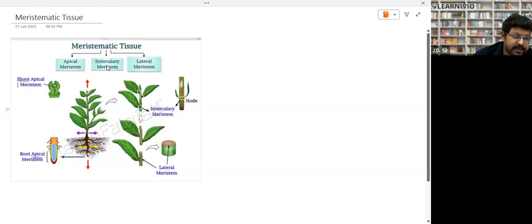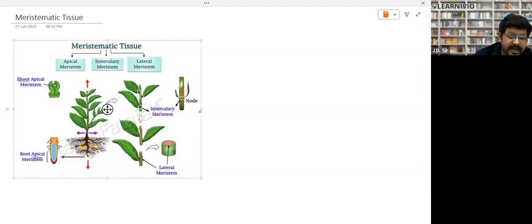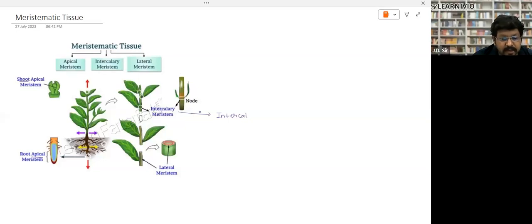Then there is the intercalary meristematic tissue. Intercalary comes from a Latin term, intercalated, meaning sandwiched between two. Basically, these are the meristematic tissues which are found between two permanent tissues. They are found in the nodes of bamboo, and you must have seen sugarcane. These meristematic tissues are sandwiched between two permanent tissues. That's why we call them intercalary.